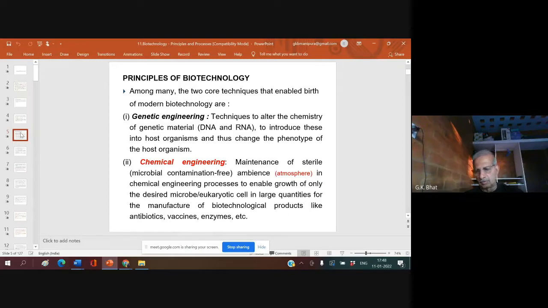So please know, chemical engineering deals with the production of antibiotics, vaccines, enzymes, etc. in a microbe-free condition, whatever we desire. So in this way, you have genetic engineering and chemical engineering. I hope it is understood and we can go ahead.